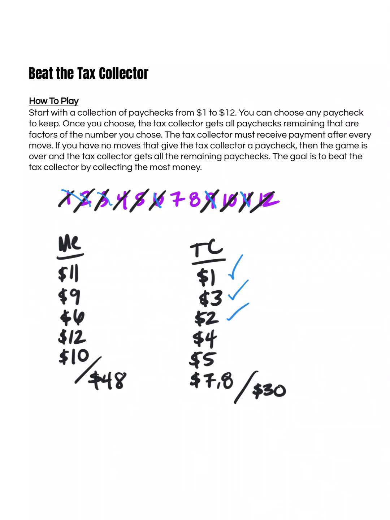I chose the 12 next. The only factor of 12 left, not 10, 8, or 7, not 5, but 4. Looks good. The 10, the remaining factors, 8 and 7 do not work, but 5 does. And there were no moves left for me, so the tax collector got 7 and 8. So looking back, it looks like at least I followed the rules of the game, and I still did beat the tax collector, so there was good success.